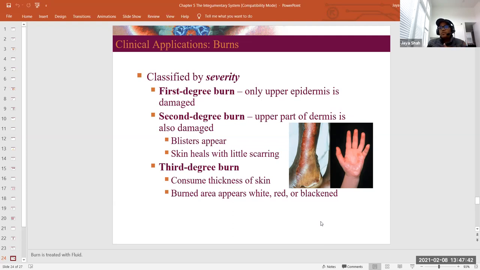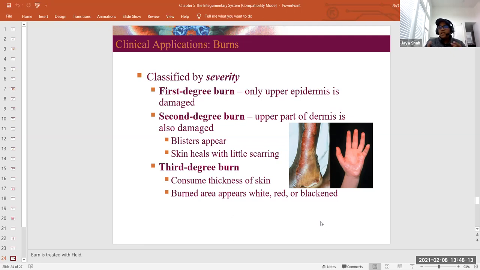So how much fluid do we give? If you give more, it will build up in your lungs and can cause pulmonary edema, and the patient will die of pulmonary edema. If you give less, the patient will suffer from hypovolemic shock and die. So you have to calculate the amount of fluid, and that is calculated based on the percentage of the burn and what degree of the burn the patient has suffered from.